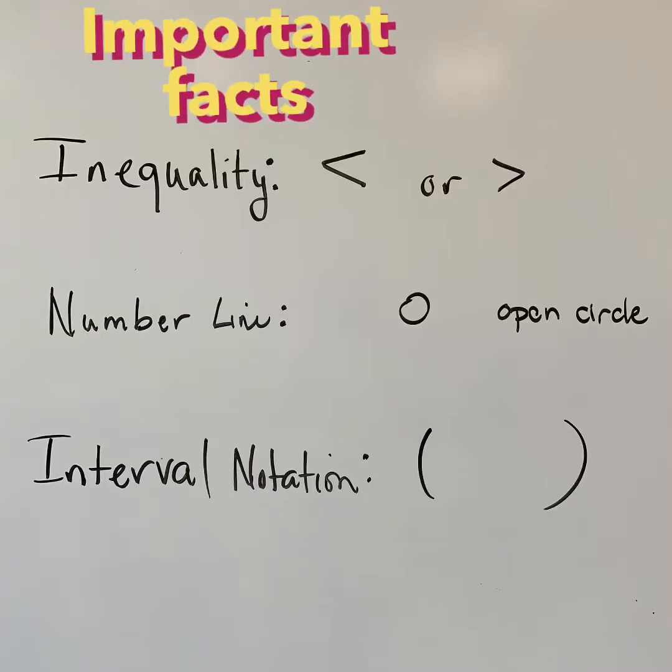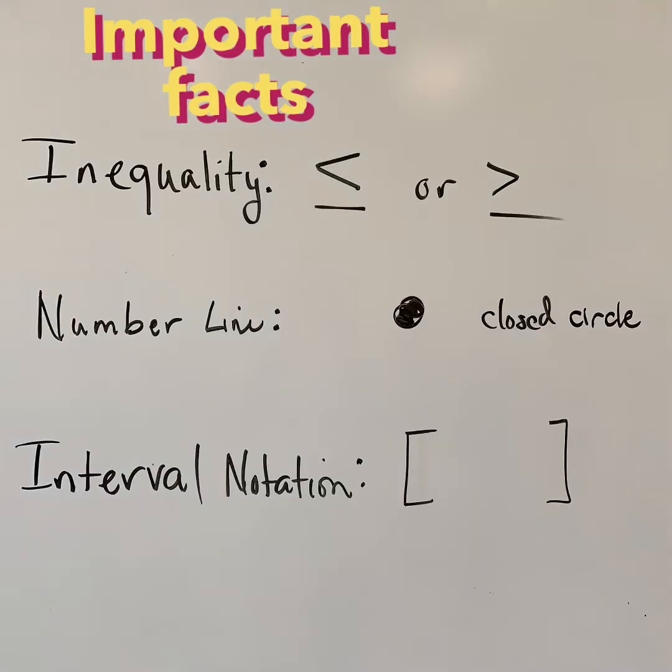Important facts. If the inequality is using less than or greater than, your number line will have to use an open circle. Your interval notation will be using parentheses. If your inequality is using less than or equal to or greater than or equal to, your number line will use a closed circle and your interval notation will use brackets. And interval notation is rooted in knowing your number line. It all begins with the number line.